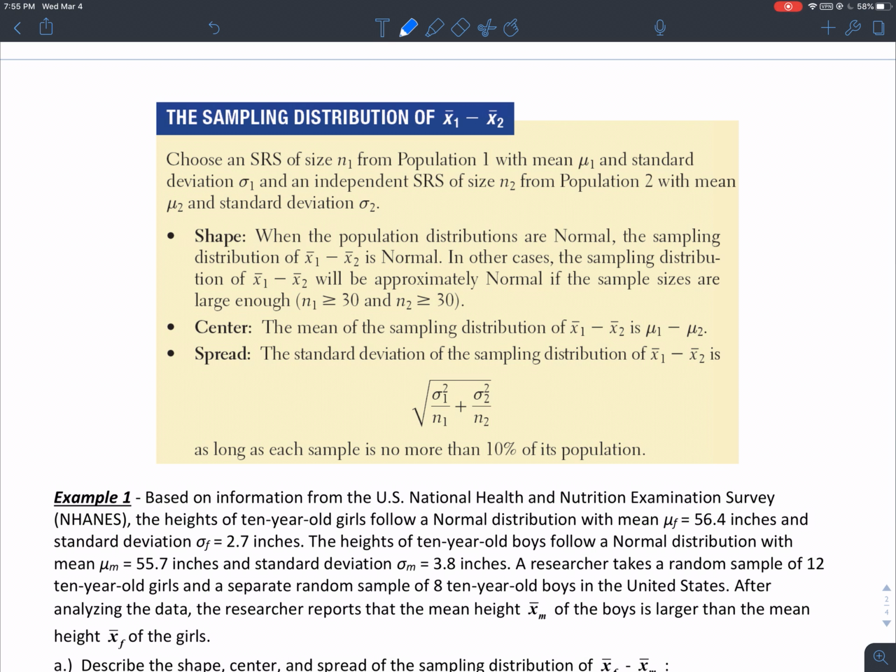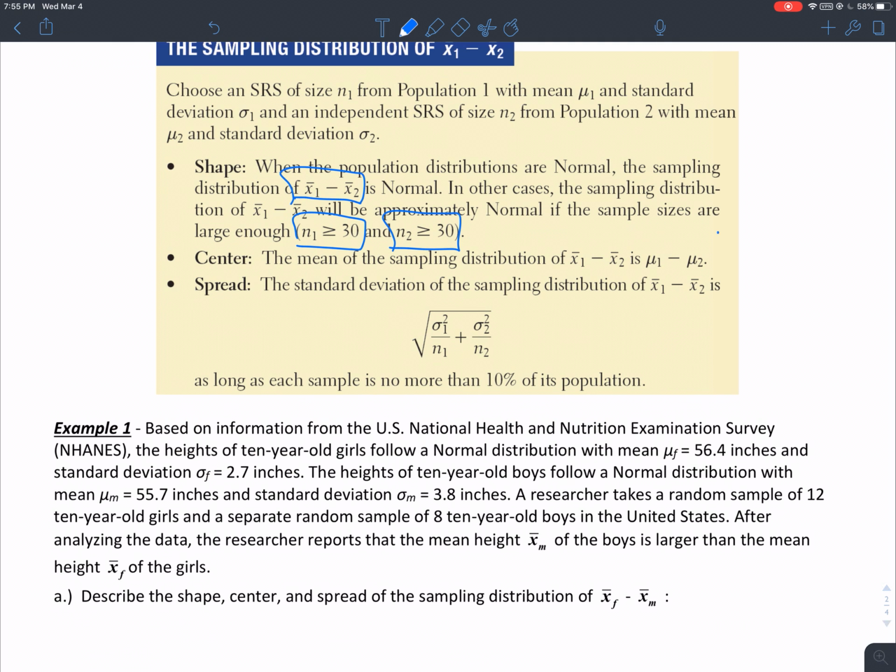So it says the sampling distribution of the difference will be approximately normal if each individual sampling distribution is approximately normal, which means that the CLT is met. Now you remember what to do if the CLT doesn't apply, then you have to look at the graphs and make a decision about normality of the population based on the graphs. Okay? And then the center, we just said, is that, and the standard deviation is about that, as long as you're not sampling more than 10% of the population. All right?